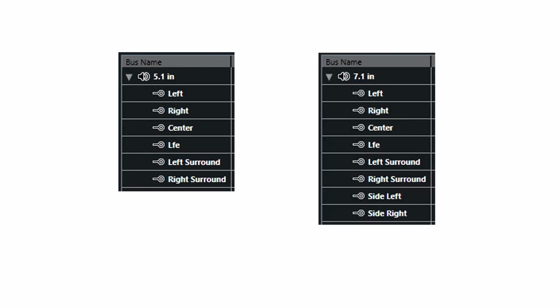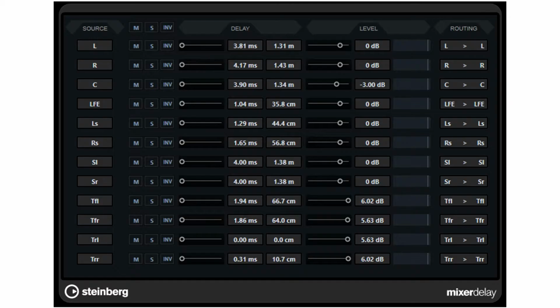Now here is a 7.1 input channel. They've added side left and side right. The channels called surround are actually the rear channels. To be fair, Steinberg has been supporting surround sound since forever, and unlike receiver manufacturers, they have to keep their software backward compatible. The mixer delay plugin is even more confusing.